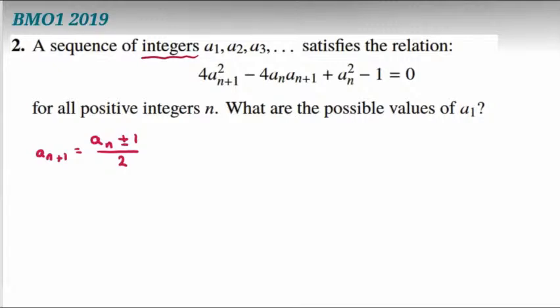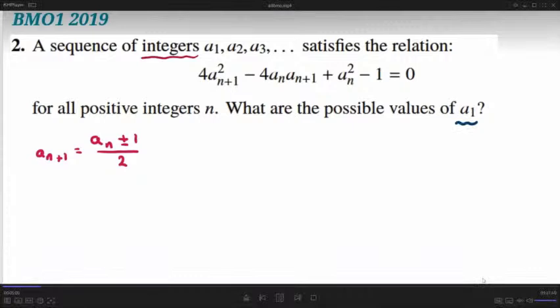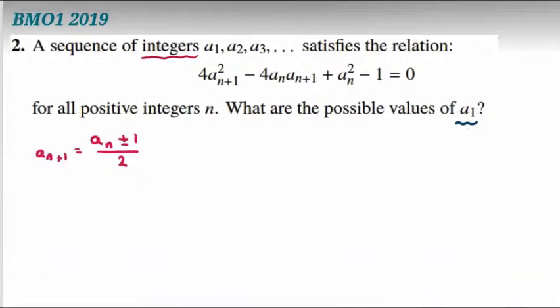The problem says what are all possible values of a1, and we know it is a sequence of integers, for all positive integers. What are all possible values of a1? So, if we consider, for example, let's start with a1 equal to 0. Then you conclude by this relationship a2 is (a1 plus minus 1) over 2. Because it is 0, it will be plus minus 1 over 2. We will see it is bad, it is not an integer. Why does it happen? Because we have over 2, the numerator should be even. So, we conclude a1 has to be odd, because plus minus 1 should make it even.